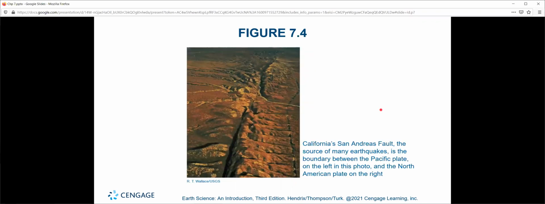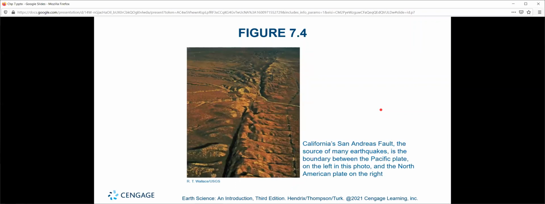That's not the cool part about this, that's not just a cartoon. We can look at this stuff in real life. Here we have a picture of California's famous San Andreas Fault. Many earthquakes happen in this boundary zone between the Pacific Plate and the North American Plate. This right here, that line running down the center of this picture, is a fault line. It is a separation point between the Pacific Plate on the left and the North American Plate on the right.